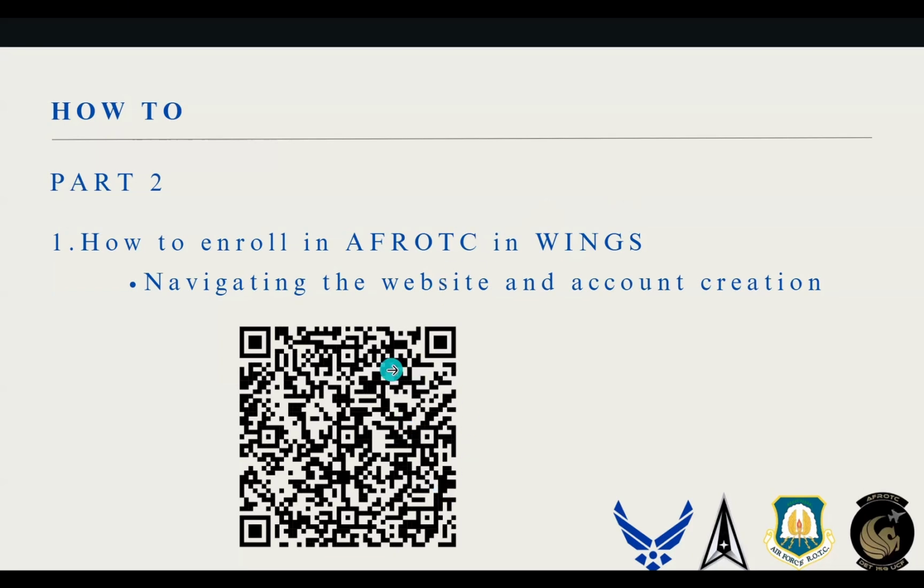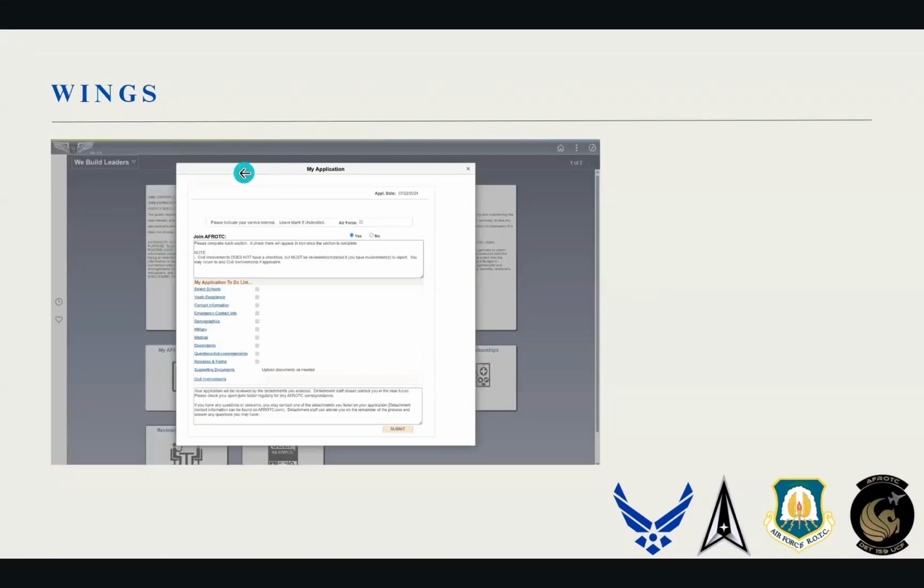So if you go ahead and scan this QR code, we're going to navigate to wings and talk about how to create an account. When you first create an account, you should be asked to put in your first name, your last name, and your email. Once you finally get in, it should look something similar to this. We're going to go through each bullet point here, the select schools, youth experience, contact information, and talk about it in depth so that there are no questions and you understand what you're filling out.